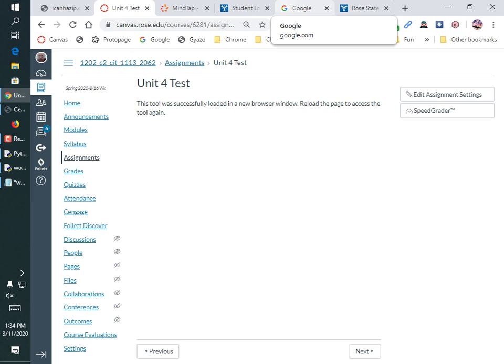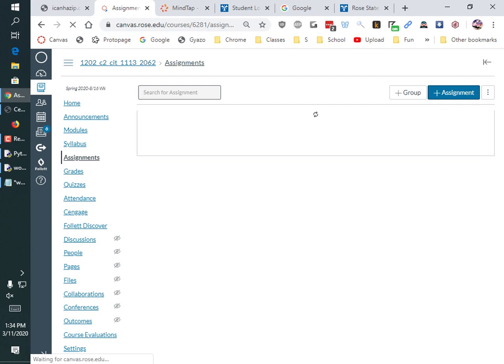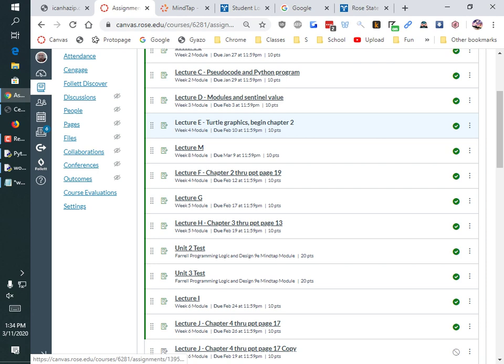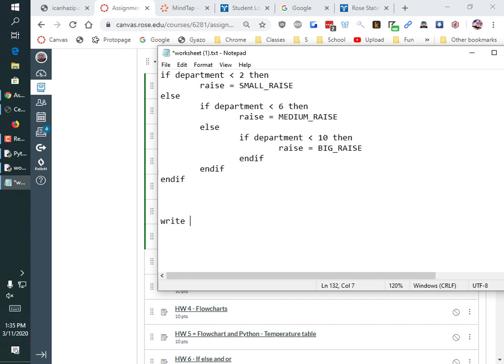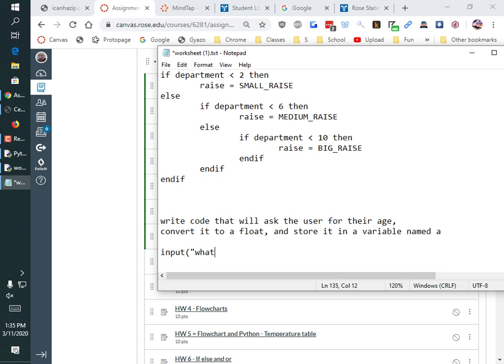All right, so what have our assignments been so far? All of our assignments are fair game. I'm not going to ask you to write a turtle program. Heck, I know what's in there. Write code that will ask the user for their age, convert it to a float, and store it in a variable named A, right? That'd be fair. Okay, so what's the question for their age? So, you know, input, what is your age?